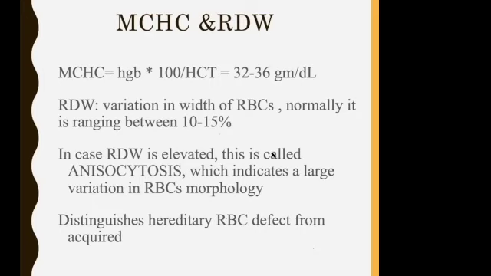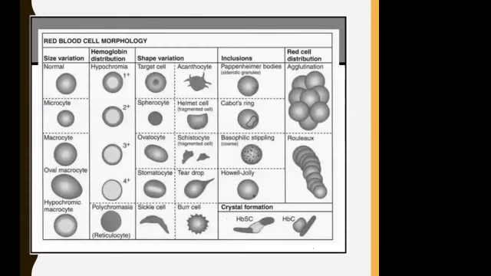If you have an elevated RDW, it means that we have too much variation in the width of the RBCs. We have so many different shapes of RBCs in the blood. We call that anisocytosis. It means that there's a lot of variation in RBC morphology. This can be useful if we're trying to distinguish whether the RBC defect is acquired or hereditary, okay?